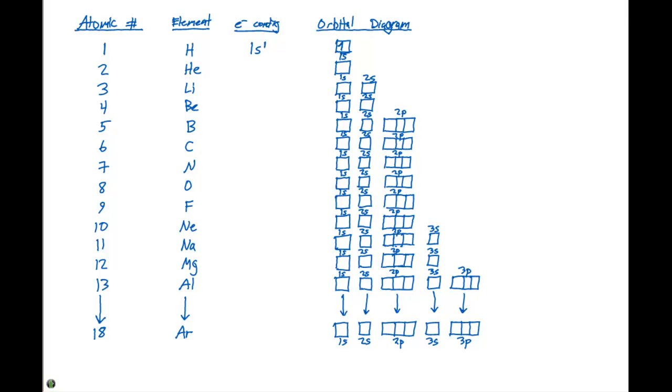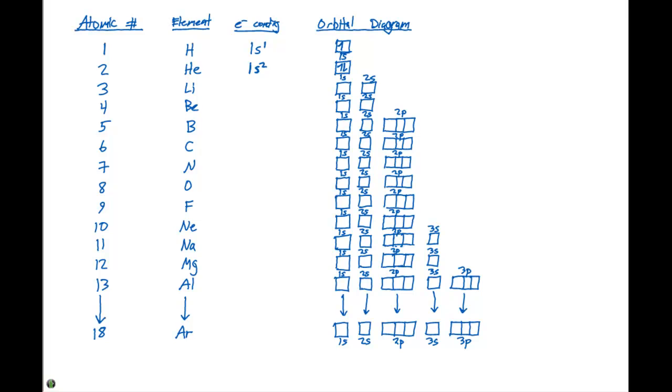When we look at helium now, there are going to be two electrons, so they're both going to go in the 1s orbital, because remember, each orbital can hold two electrons. Okay, so the first electron is going to go spin up in the 1s orbital, and to minimize repulsion, the second one is going to go in spin down.